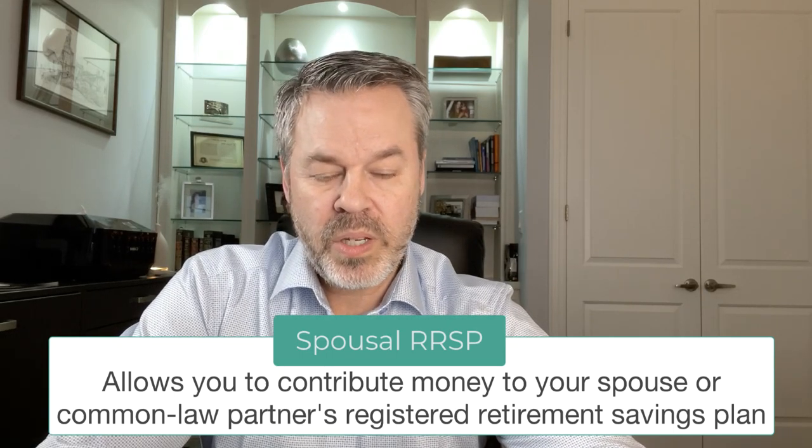There are two kinds of RRSPs. As I said, there's your RRSP, Registered Retirement Savings Plan, and there's also what's called a Spousal RRSP. Now, the Spousal RRSP is one that you set up for your spouse or common-law spouse so that you can contribute to their spousal RRSP, not their RRSP, because they might also have an RRSP. You're contributing to what's called a spousal RRSP.